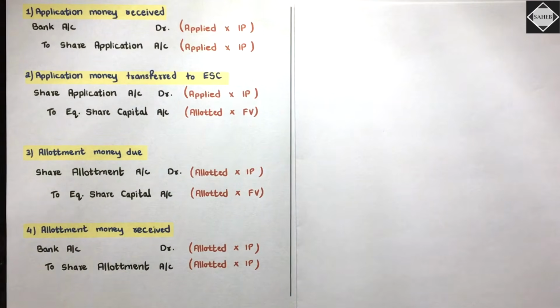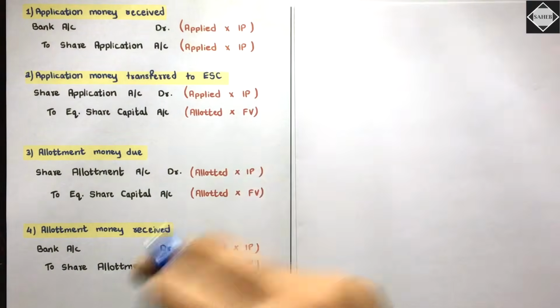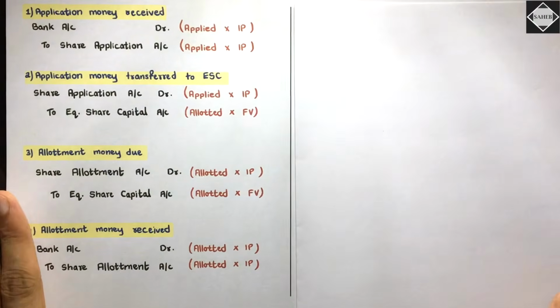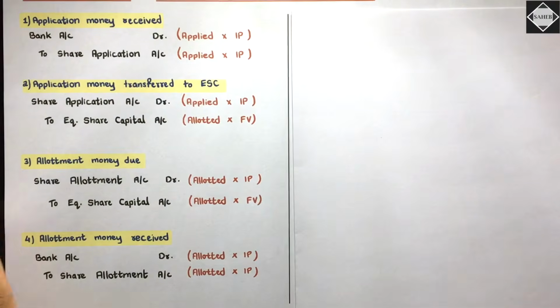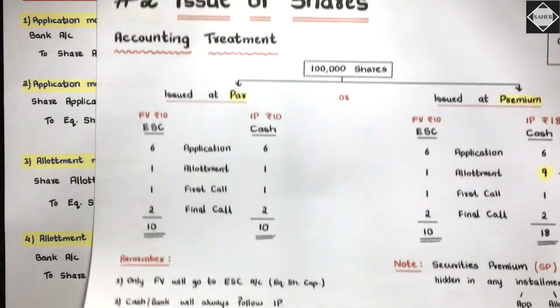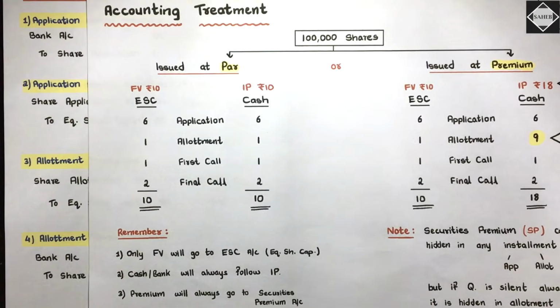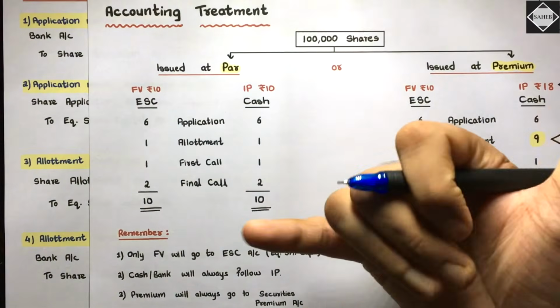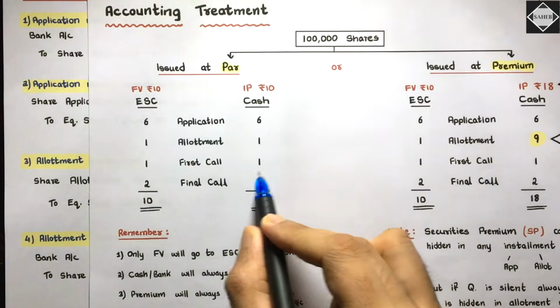These are temporary accounts, allotment account, application account, and then you will see the same thing will happen with first call and final call. See here. Let's just see about the first call. We are done with allotment also. You understood, no? Allotment also really easy. Yes. Then first call. First call also will call the shareholder. See, shareholder, 1 rupee is due on first call.